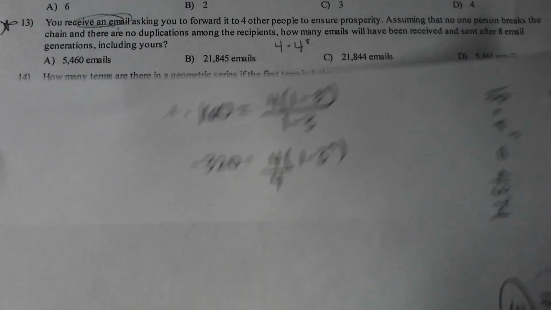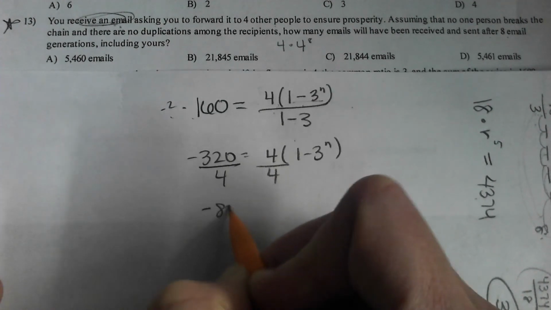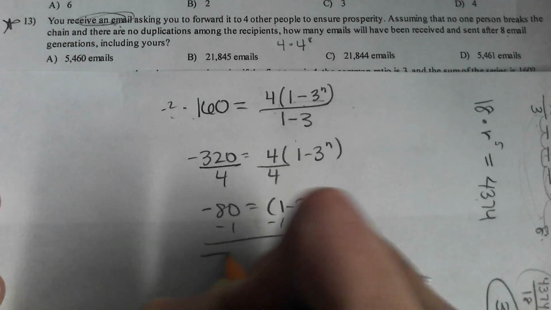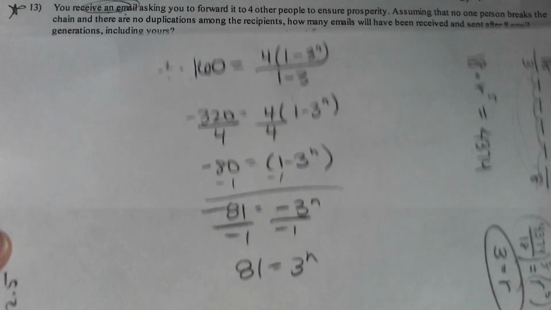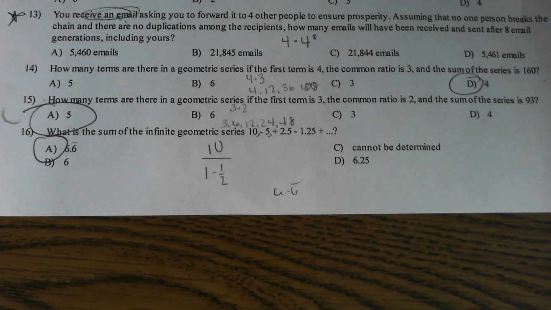It does. I'm going to keep going with it then. So if I divide by 4, that's negative 80. I don't need those parentheses anymore. Subtract 1, negative 81. Divide by negative 1, you get 81 equals 3 to the n. That's 4. Your number of terms could never be 4.1. Oh, is it asking for the number of terms? Yeah, if it's asking how many terms, it has to be a whole number. You can't have 2.5 terms. So I'd have to look at your work for that.